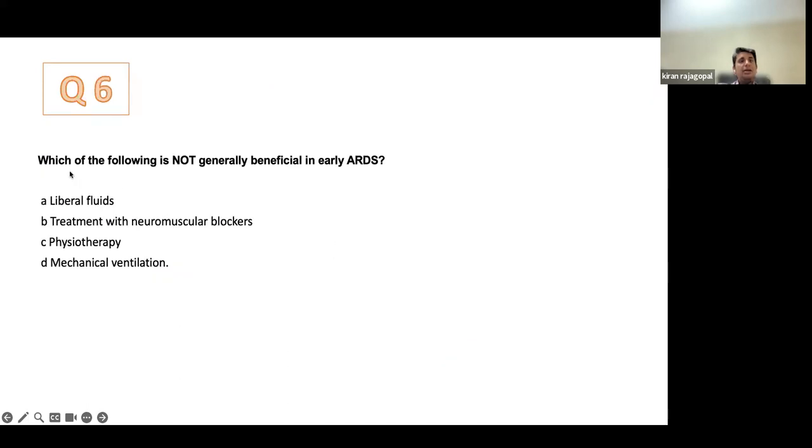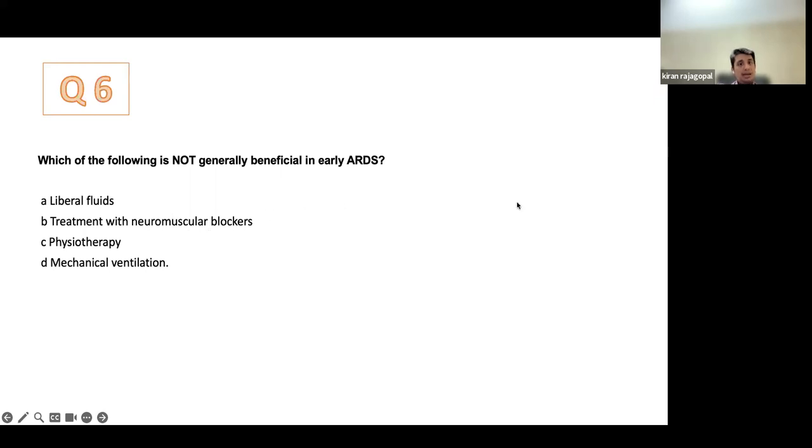And the last question, which of the following is not generally beneficial in an early ARDS? Liberal fluids, neuromuscular blockers, physiotherapy, mechanical ventilation. Which of the following is not beneficial in an early case of ARDS? Is it liberal fluids, or is it neuromuscular blockers, or is it mechanical ventilation? Which is not beneficial in an early ARDS? No, it is not neuromuscular blockers.